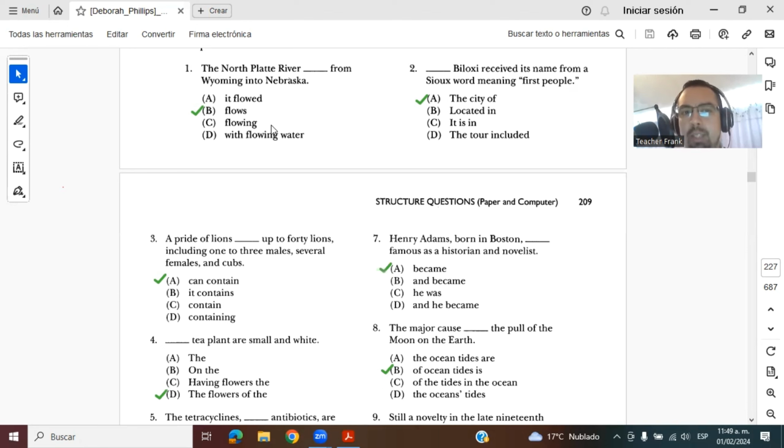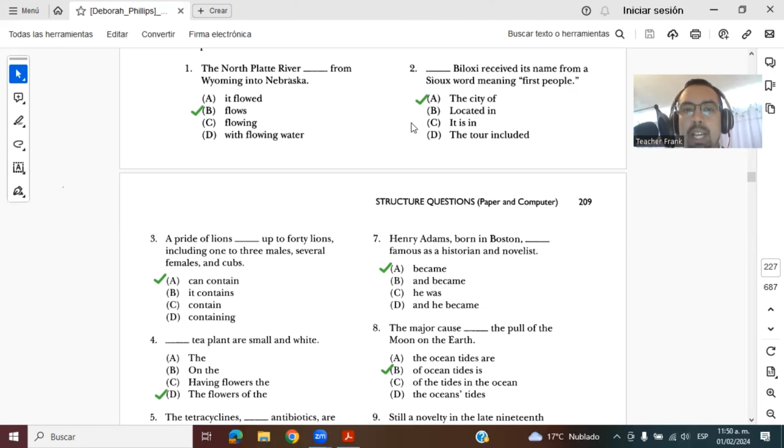Let me just check these. Number 1 was B, right? Number 2 was A. Number 3 was A. Number 4 was D. Yes. Number 7, we skipped to 7, right? Yeah, we did. We still have to do 6. Number 7 was A, became, and number 8 is B. The major cause of the ocean's tides is, yes, singular is with the cause. The cause is, right? Okay.